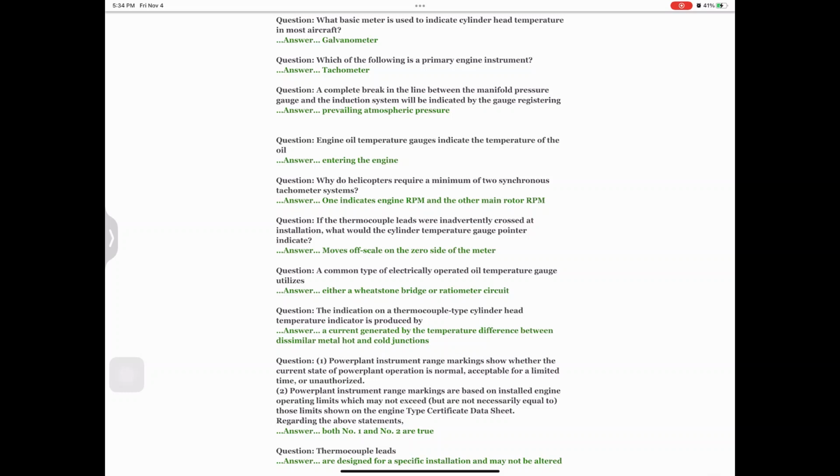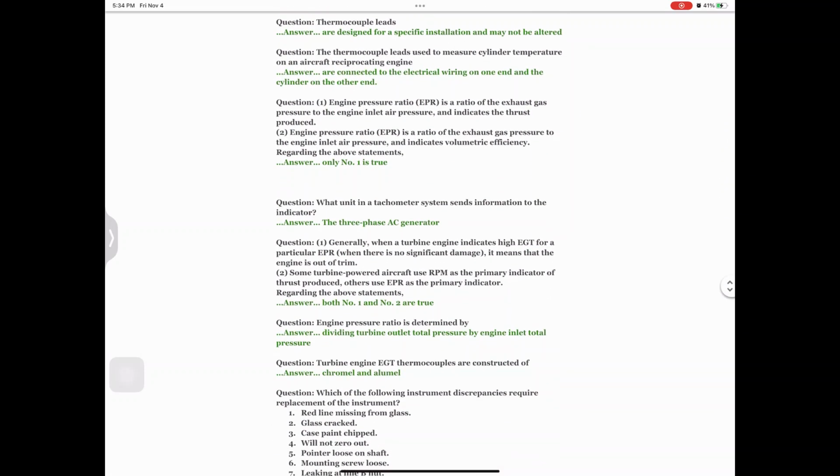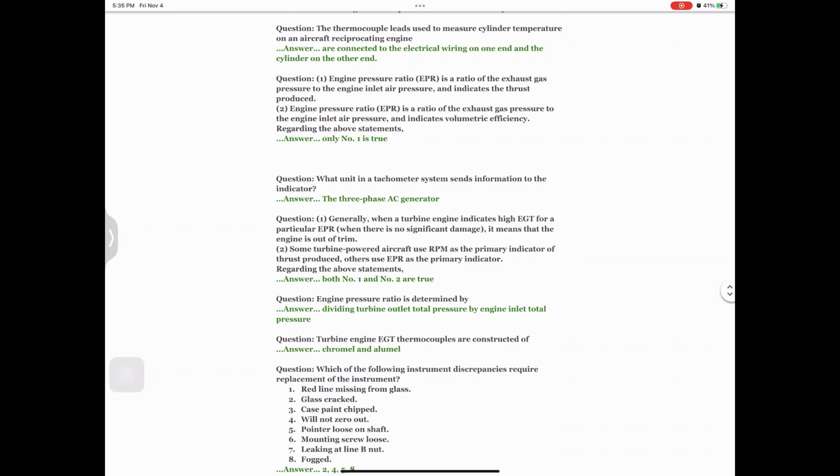Question: Thermocouple leads, answer, are designed for a specific installation and may not be altered. Question: The thermocouple leads used to measure cylinder temperature on an aircraft reciprocating engine, answer, are connected to the electrical wiring on one end and the cylinder on the other end.